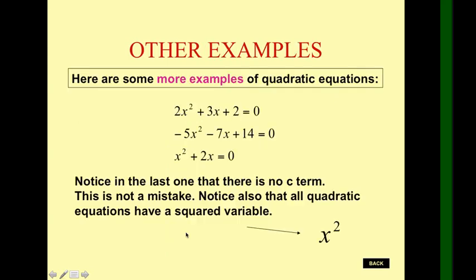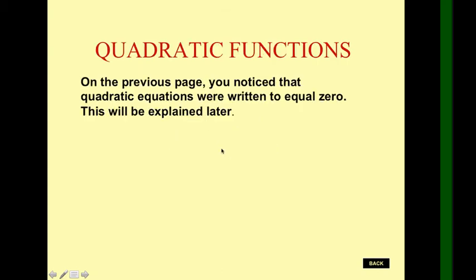Here are some more examples of quadratic equations. So 2x squared plus 3x plus 2 is equal to 0. Negative 5x squared minus 7x plus 14 is equal to 0. And x squared plus 2x is equal to 0. Notice in the last one that there is no c term. This is not a mistake. Notice also that all quadratic equations have a squared variable, or x squared. So all the quadratic equations have this x squared. Okay, so it's correct. And also in this example there's no constant, so that's okay.